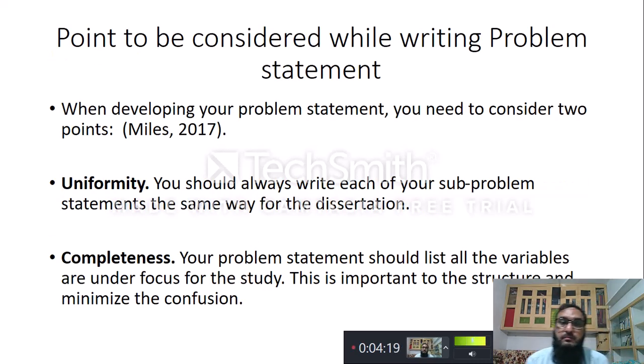While writing a problem statement, you should consider two main points as suggested by Miles 2017. Uniformity: you should always write each of your sub-problem statements the same way for the dissertation. Completeness: your problem statement should list all the variables under focus in the study. This is important to structure and minimize confusion. For example, if your research study has 4 variables, you should state the main problem first, and then in subtopics or subsections you should explain the other three variables very clearly.